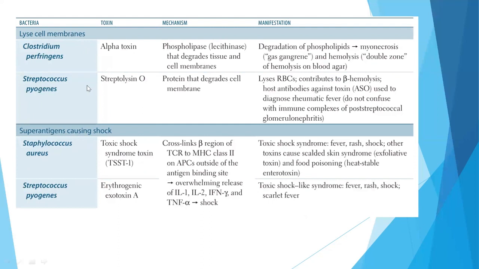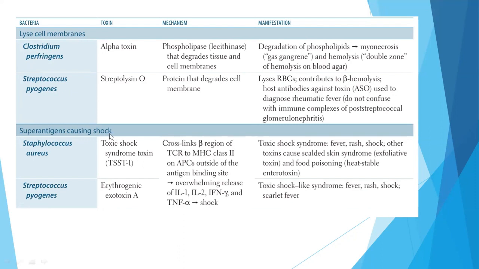Now, these are some of the other bacteria that act by exotoxins, by lysis of cell membranes and by superantigens, which can cause shock. Lysing of the cell membrane can be caused by Clostridium perfringens or Streptococcus pyogenes. C. perfringens produces alpha toxin, a lecithinase that degrades tissue and cell membranes, whereas Strep pyogenes produces streptolysin O, a protein that degrades the cell membrane.